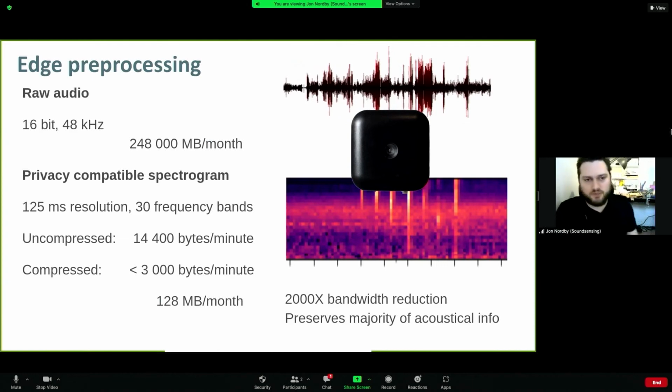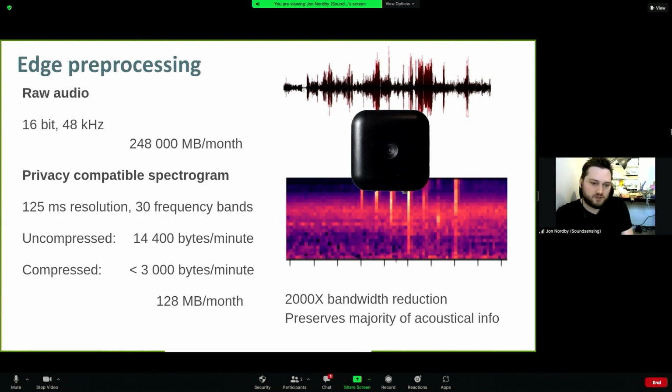So how to realize such a system, and how does the edge come in here? We have the raw audio coming in from the sensor, and it's a very large data rate. If you stream this, it's around 240 gigabytes per month, which on 4G is very cost prohibitive, a completely useless use of bandwidth.